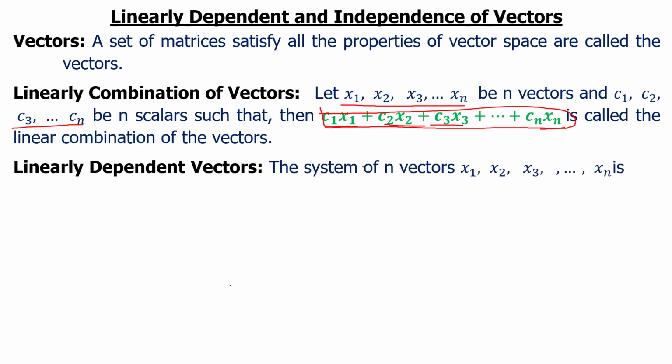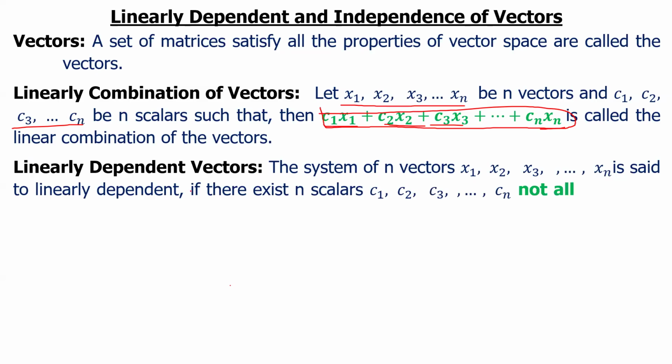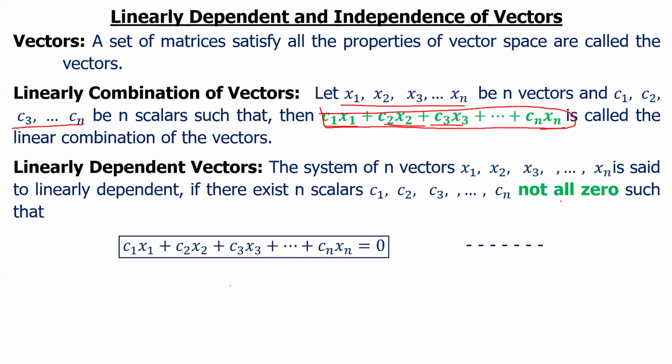Linearly dependent vectors: the system of n vectors x1, x2, x3 up to xn is said to be linearly dependent if there exist n scalars c1, c2, c3 up to cn, not all zero, such that their linear combination is equal to 0. That is, c1x1 plus c2x2 plus c3x3 up to cnxn equals 0, but c1, c2, c3 up to cn are not all zero. In this situation, we can say that x1, x2, x3 up to xn are linearly dependent.